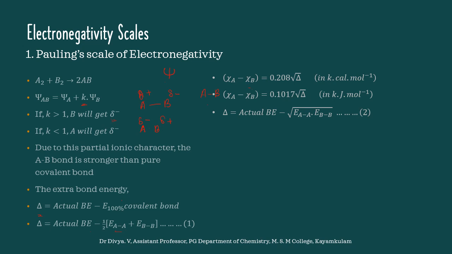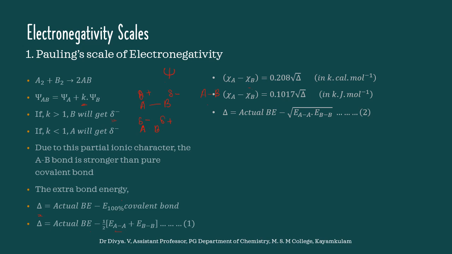After that, Pauling suggested that the geometric mean of the covalent energies be taken for the 100% covalent bond.